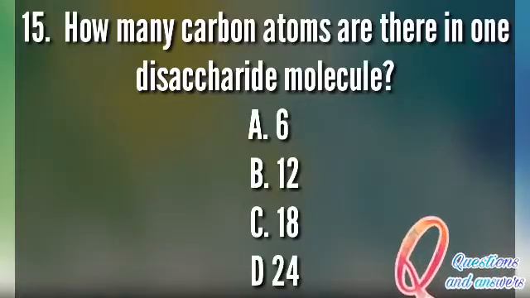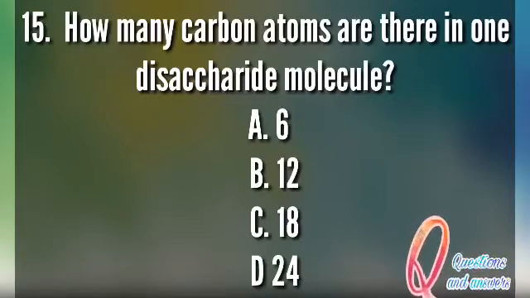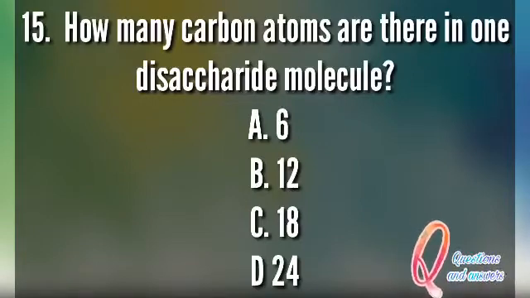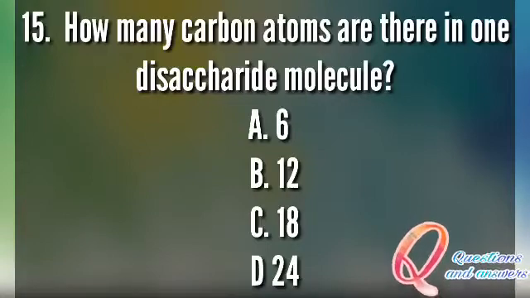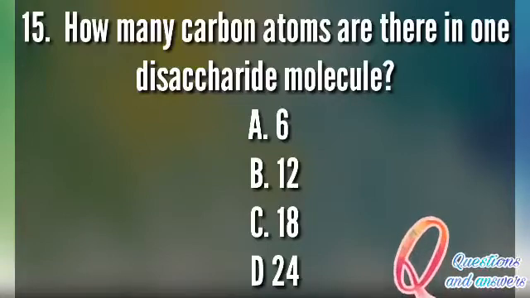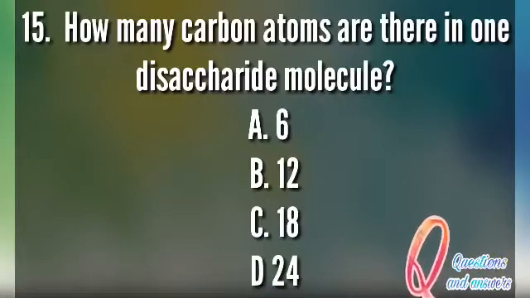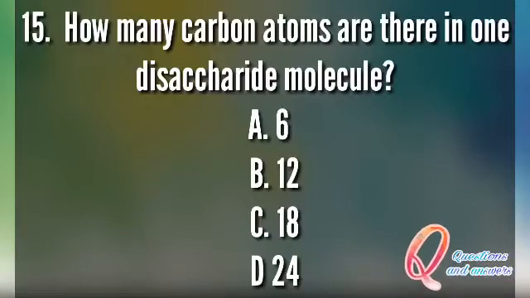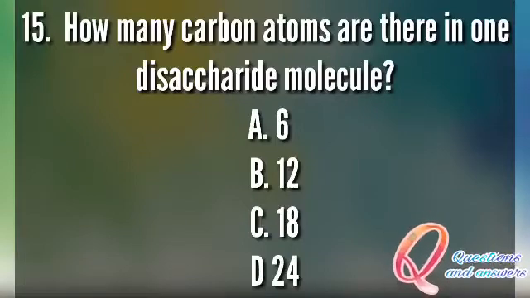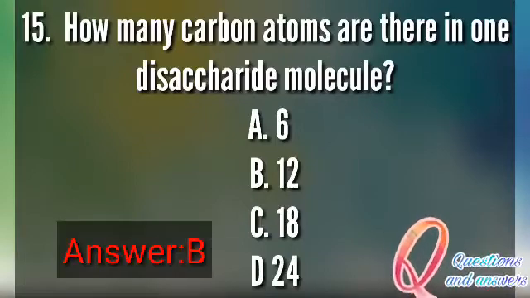Question number 50. How many carbon atoms are there in one disaccharide molecule? A. 6, B. 12, C. 18, D. 24. Answer: B. 12.